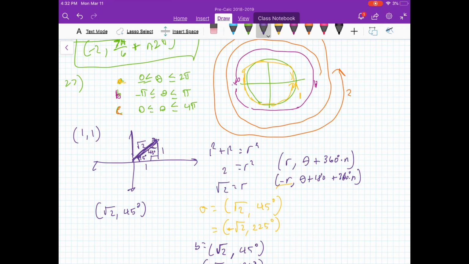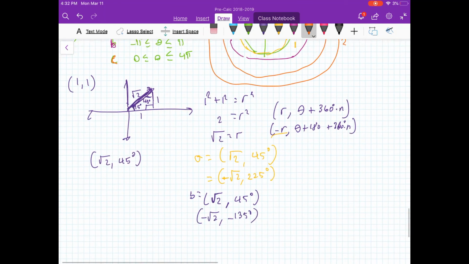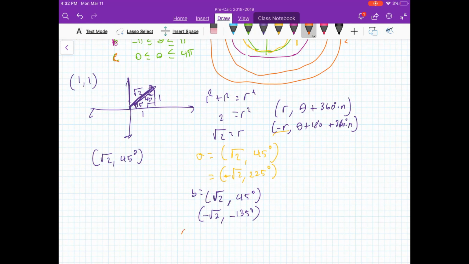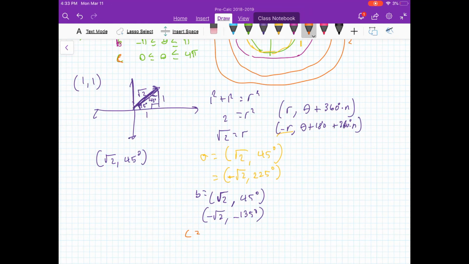Now we've got this monster graph that starts at 0 and goes all the way over to 2 pi. So if I was to start off with, it goes off to 4 pi. Now if I was to start off with, well, 45 degrees is between 0 and 4 pi, so I can go ahead and write that. So we have root 2, and then we have 45 degrees.